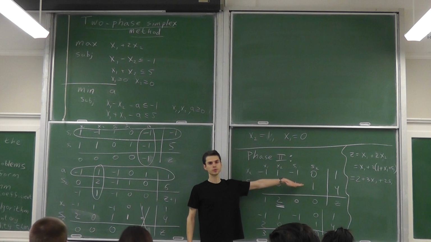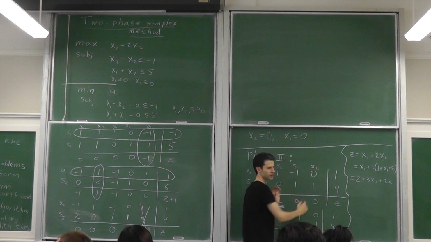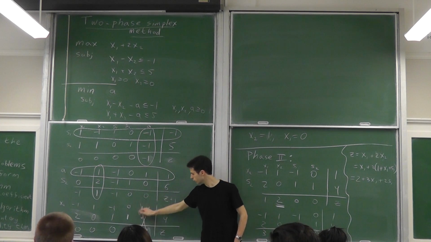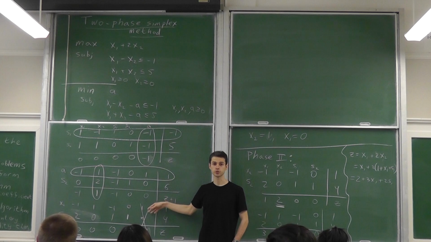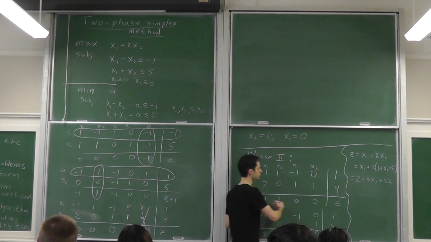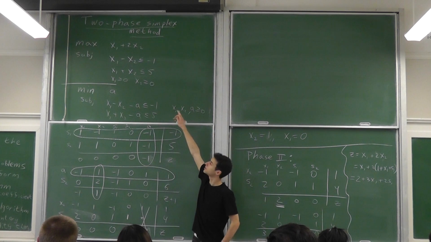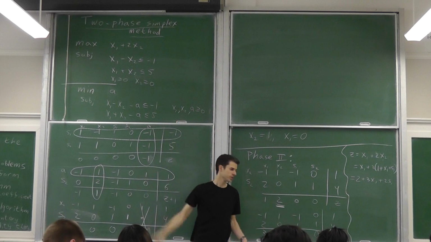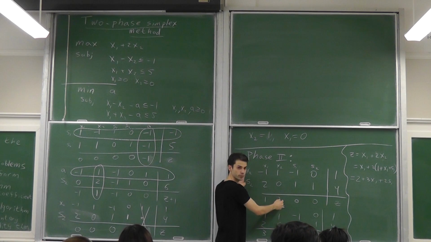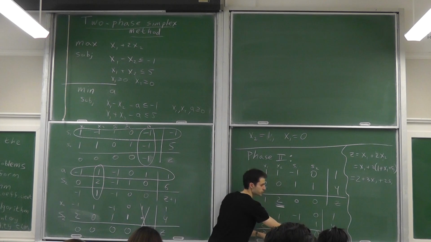In phase 2, the dictionary starts with all the rows the same as they were in the last dictionary of phase 1. You cross out the column corresponding to the artificial variable, which is now 0. And for the objective function, to start with, you use the original expression. But then you bring this dictionary to the standard form where the variables that you want to be basic are actually basic. So you must produce these zeros.